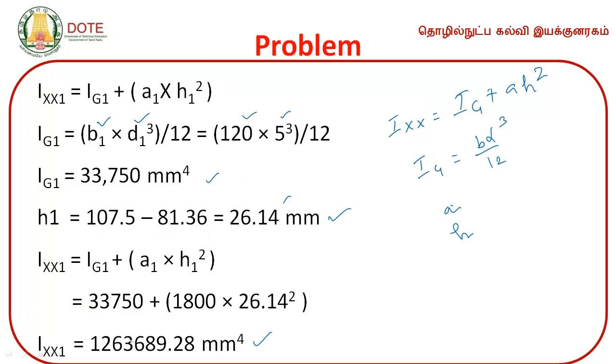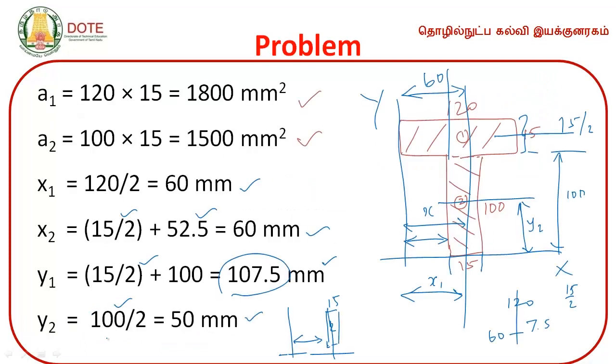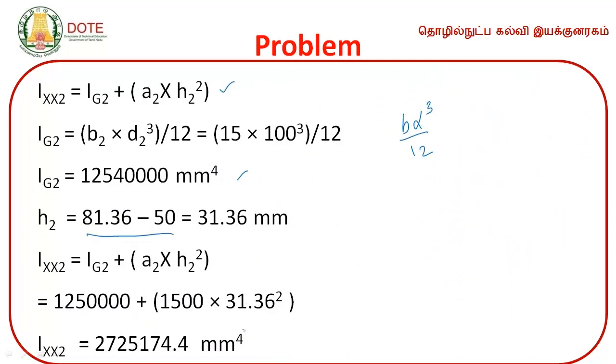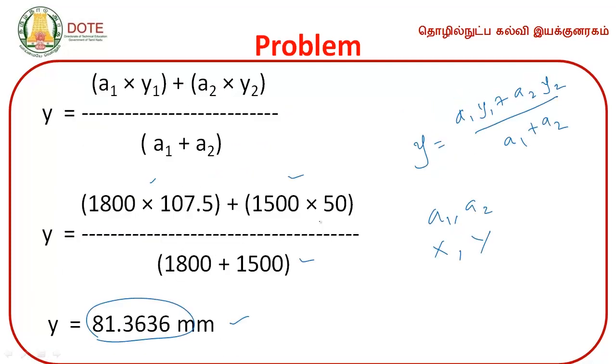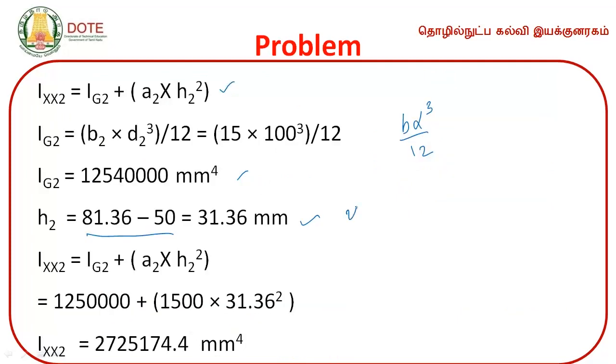For H2, what is y? y is 81.36 and y2 is going to be 50. So here we are calculating the value for H2 as 81.36 minus 50. This is going to be 31.36 mm. What is 81.36? 81.36 is y and 50 is y2. So y minus y2, we are going to calculate the value of H2.